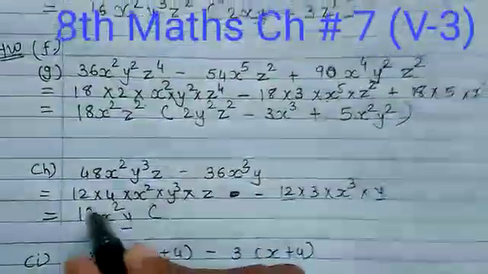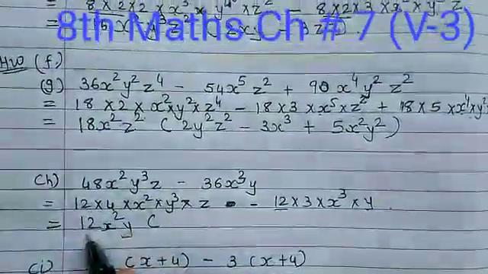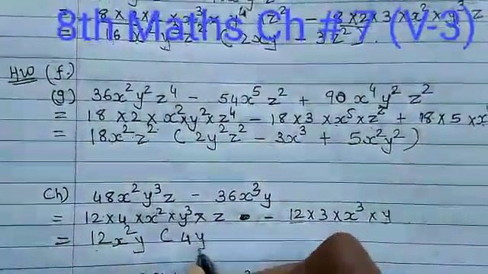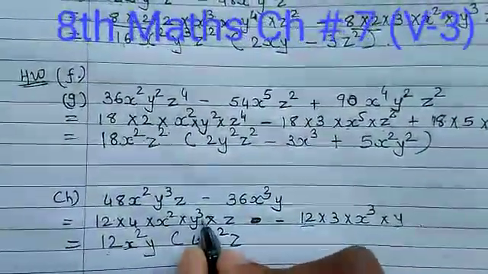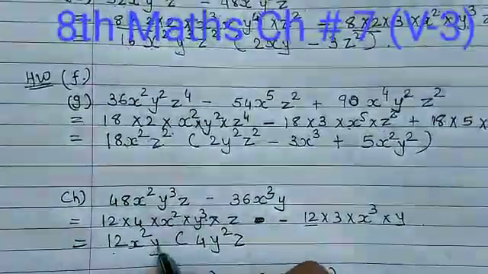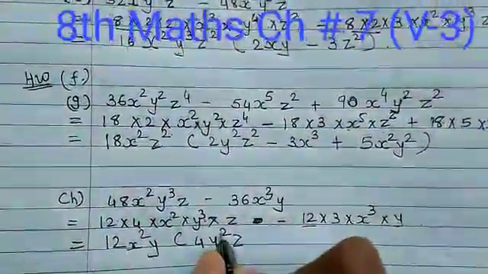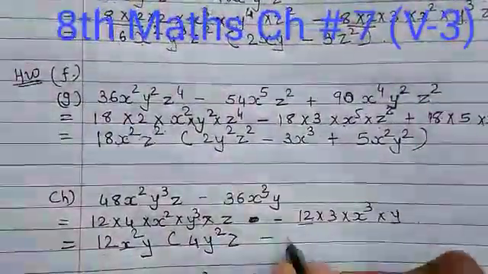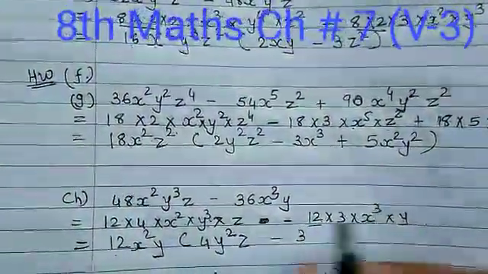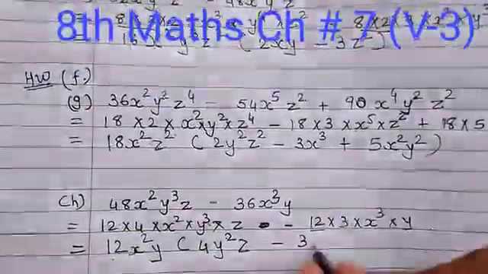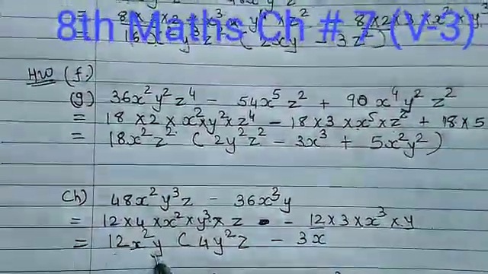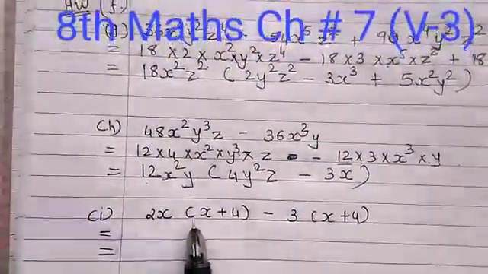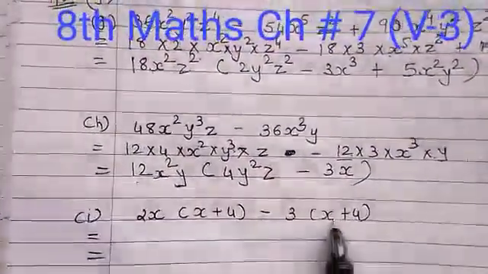Now what is remaining in this first term? 12 is taken out, x square is also taken out, so remaining is 4 y square and z. 3 is there, but out of 3 we have taken out 1 as a common, so remaining is only 3 minus 12 is coming out. x cube is there, here we have taken out x square common, so 1x there. y is taken out. So it is the answer.